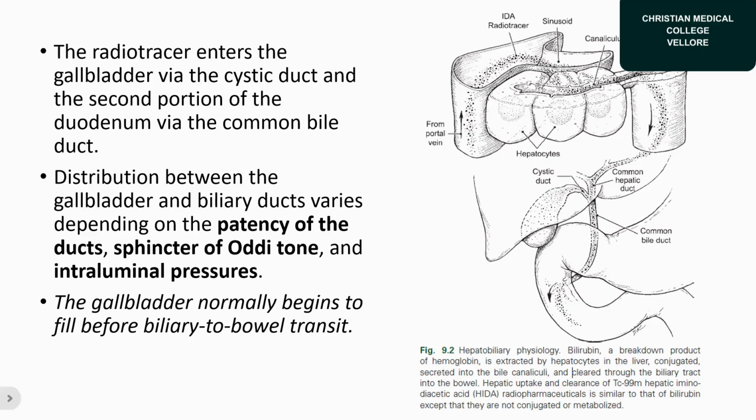It enters the liver via the portal vein, and then it enters the canaliculi, taken up by the hepatocytes via the anion exchange, and then it is secreted into the bile, and it goes via the cystic duct into the gallbladder and via the common bile duct into the GIT, into the duodenum.